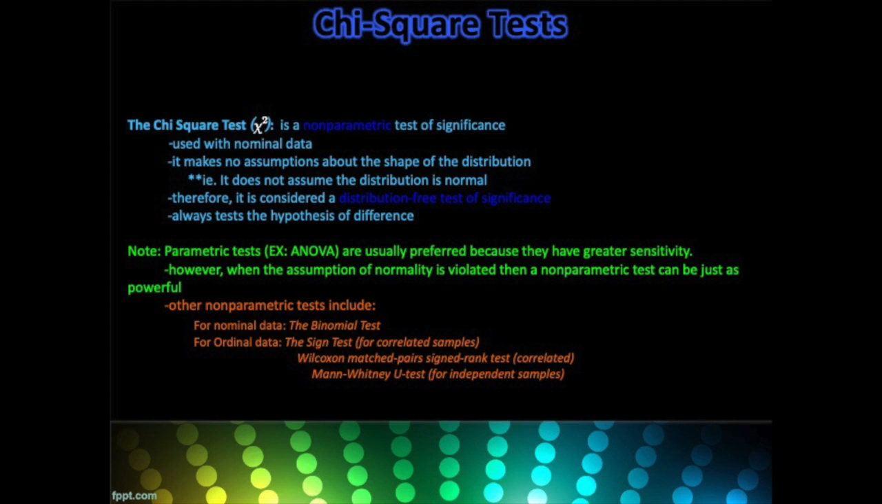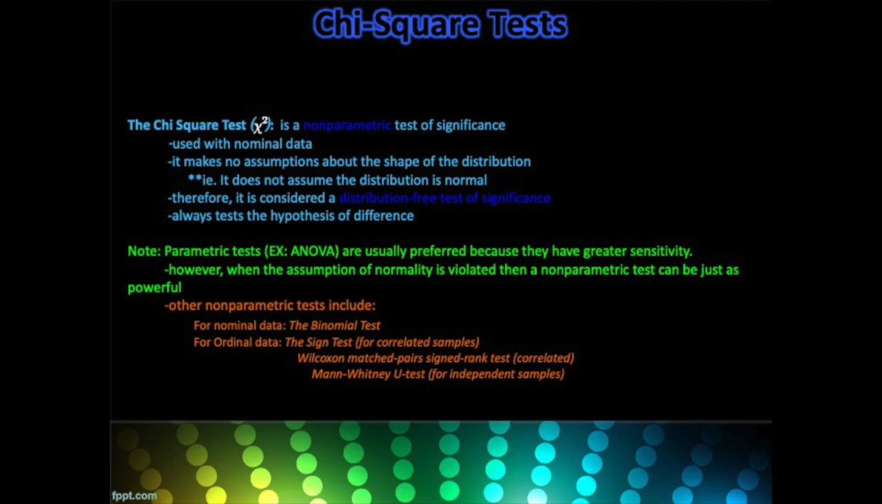A chi-square test tests the hypothesis of difference. And there are two chi-square tests that you're going to be learning in this lecture, a one variable and a two variable. So in addition to when you're reading a research design on your homework or on the quiz, in addition to looking for nominal data and a hypothesis of difference to determine a chi-square test, you would also need to pay attention to how many variables there are, how many independent variables there are, so that you can determine if you're going to do a one variable or a two variable.